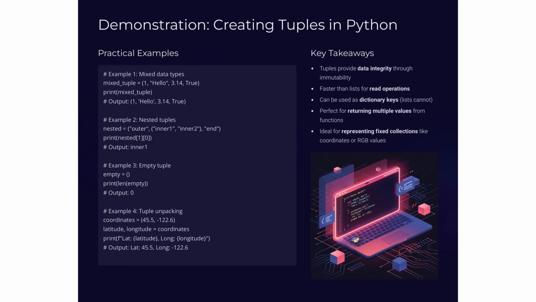Tuples in Python can hold mixed data types, as shown with (1, "hello", 3.14, True). They support nesting, like ("outer", ("inner1", "inner2"), "end"), and can be empty. Tuple unpacking allows easy assignment, e.g., coordinates = (45.5, -122.6) results in latitude, longitude = coordinates. Tuples ensure data integrity, are faster for reads, and can be dictionary keys.